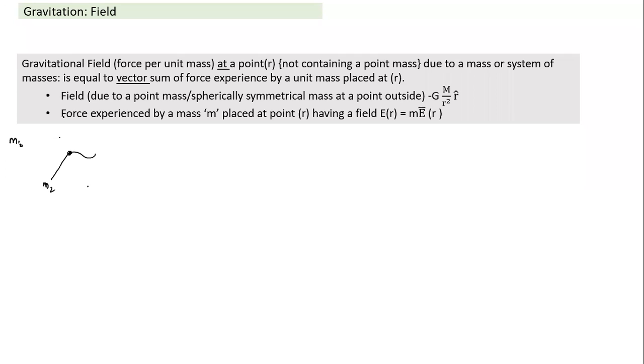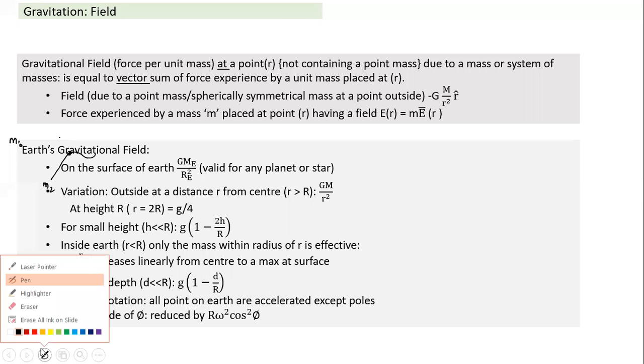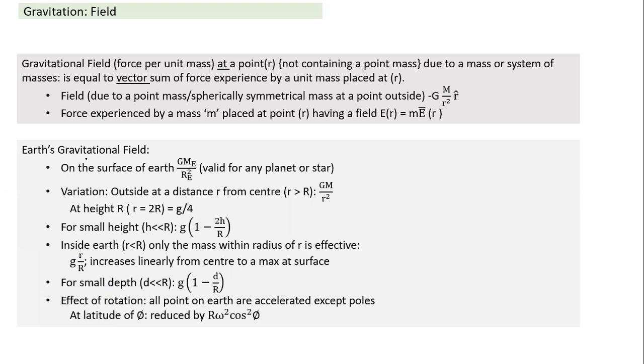Another important point we need to understand: if the field at a particular point is E, and we place a mass M at that point, it will experience a force M into E. So these are very basic points we need to understand. And then, in the case of Earth's gravitational field, on the surface it is GM by R square, where we take the mass of Earth and the radius of Earth.